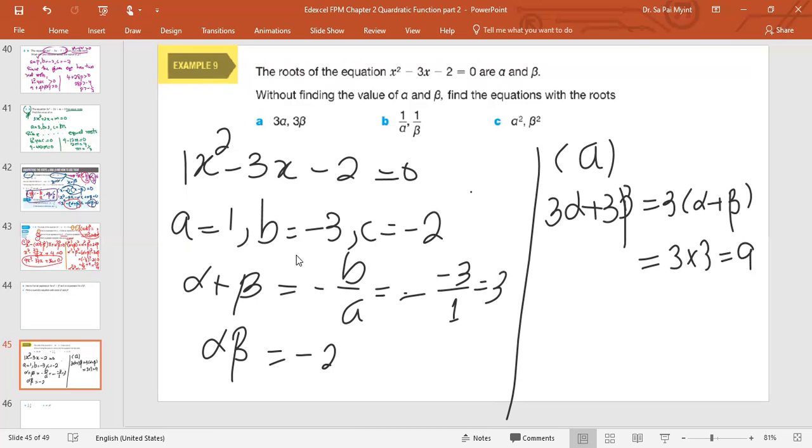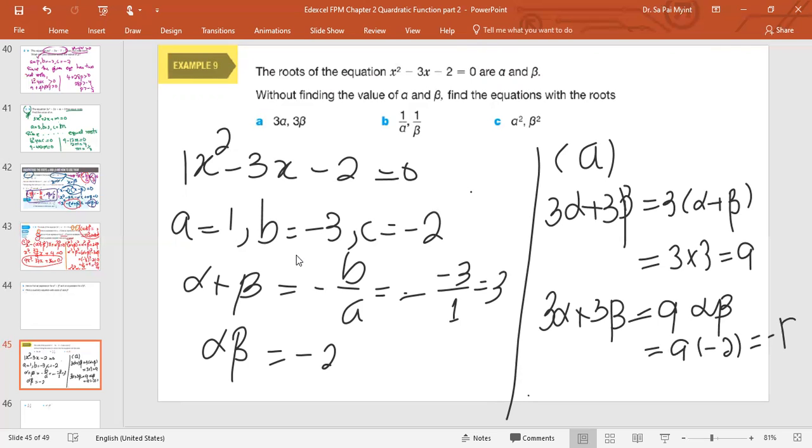What do you get? 9. And then, which one do we need to find? These two, the addition is finished. And then we need to find also the multiplication. Okay. And then 3 alpha into 3 beta. What do you get? 3 into 3, 9 alpha beta. 9 into alpha beta. What is alpha beta? Alpha beta is minus 2. What do you get? Minus 18.